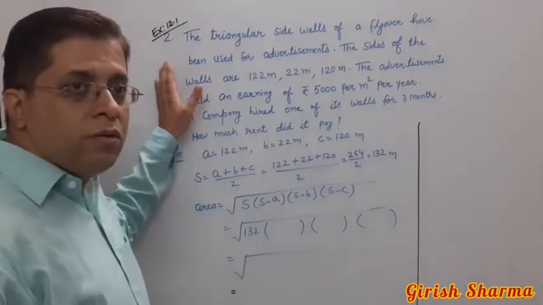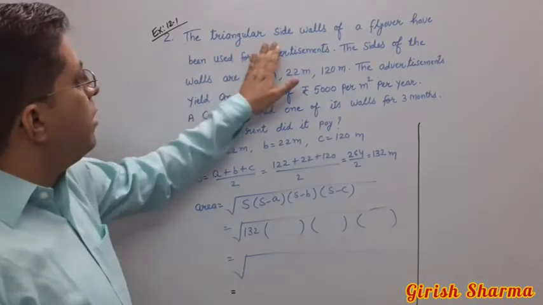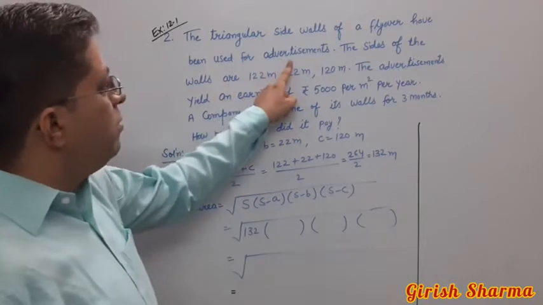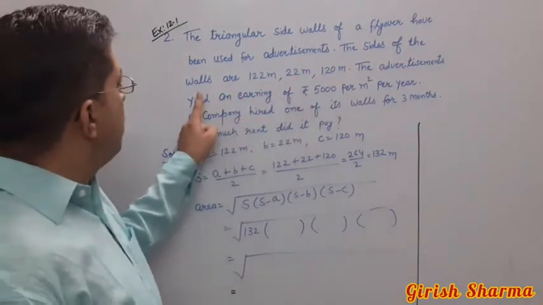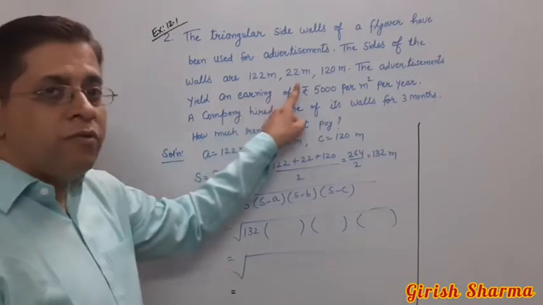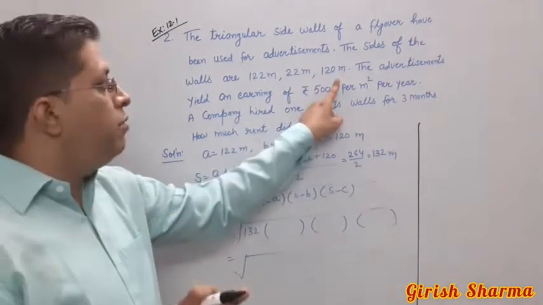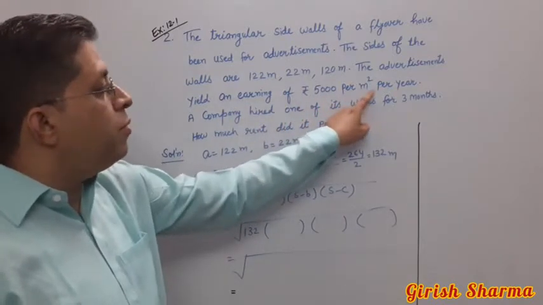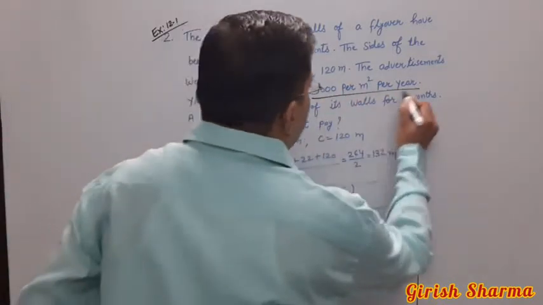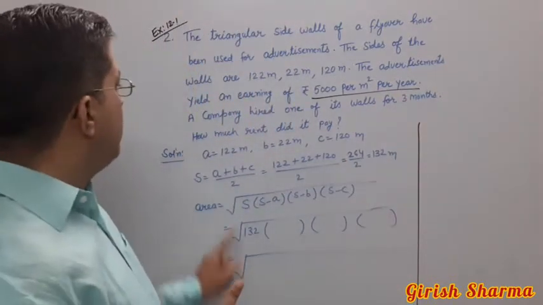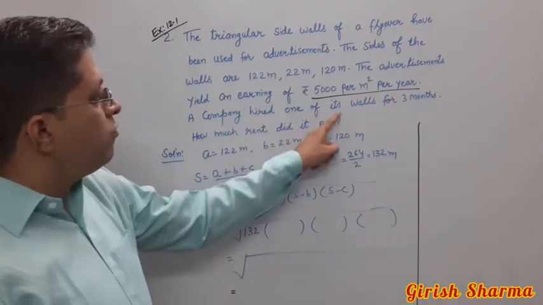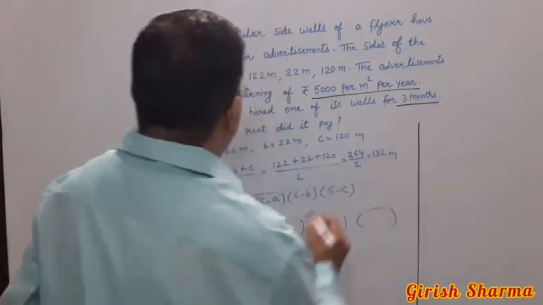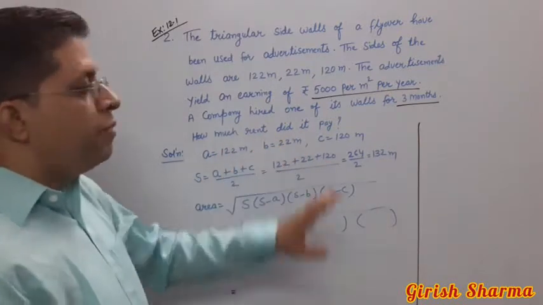Yes. Second question is, a triangular side wall of a flyover has been used for advertisements. The sides of the walls are 122 meter, 22 meter and 120 meter. The advertisements yield an earning of rupees 5,000 per meter square per year. A company hired one of its walls for 3 months only. Keep in mind, it is given 3 months. How much rent did it pay?